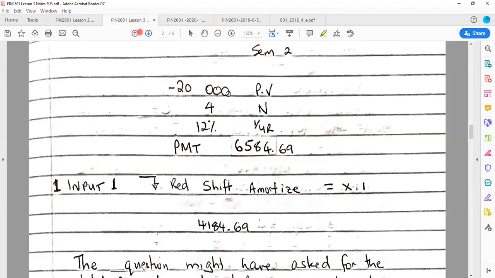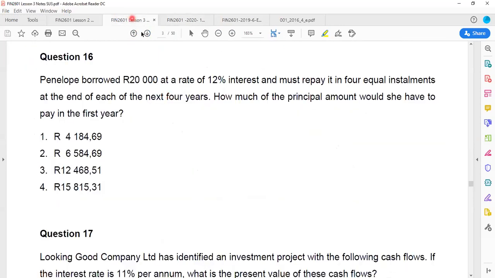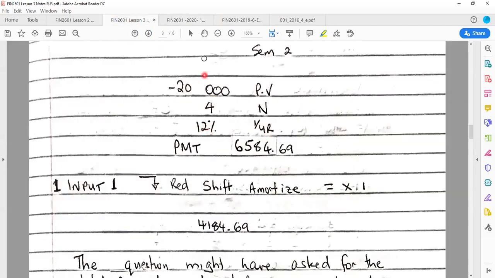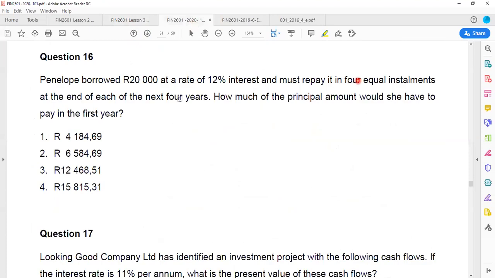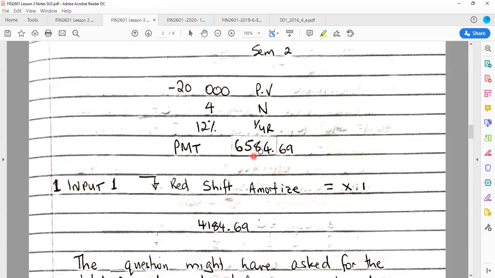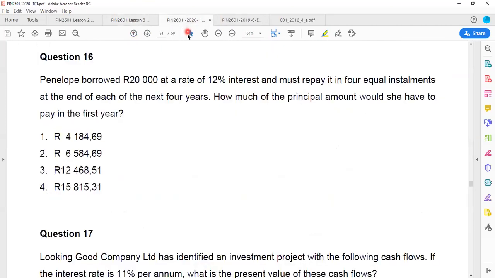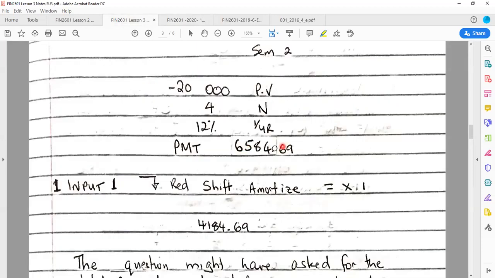Our N is 4. She's borrowed that money for 4 years. The interest is 12%. We've been told it's 12% interest, right? And then we calculated our PMT, and then they wanted us to find how much of the principal amount you have to pay in the first year. So of this payment, how much is actually going to the principal?